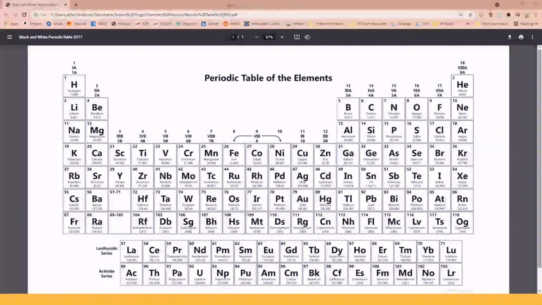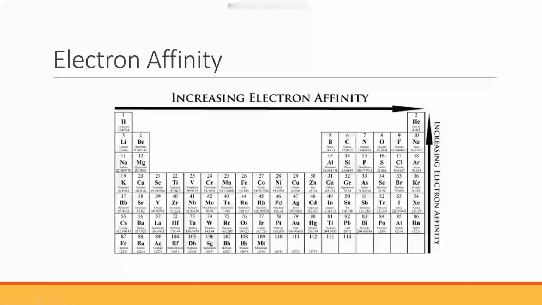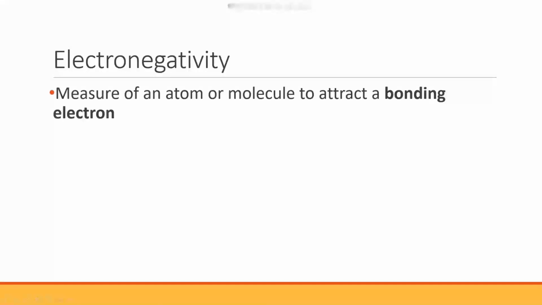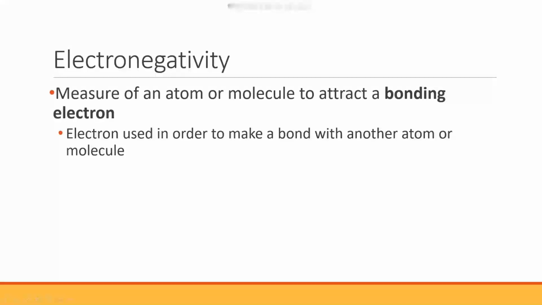Next up, really quickly, here's the periodic table itself with this trend. Next up, very similar to electron affinity, we have electronegativity. Electronegativity is just the measurement of how much an atom attracts a bonding electron. A bonding electron is exactly what it sounds like. It's an electron that's used to make a bond with another atom.